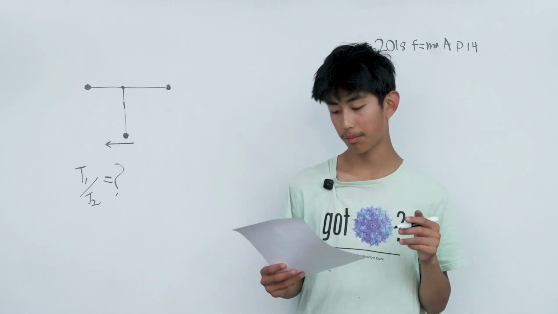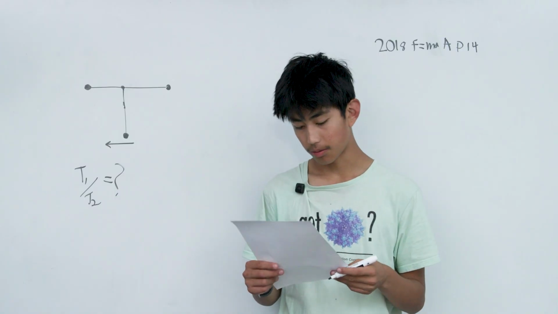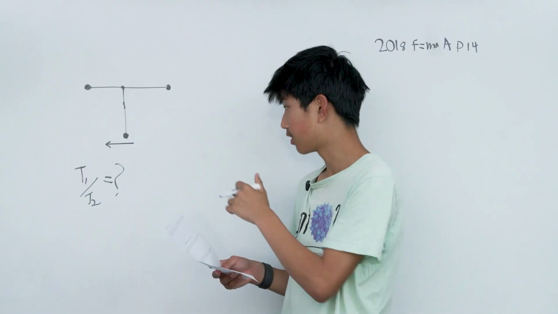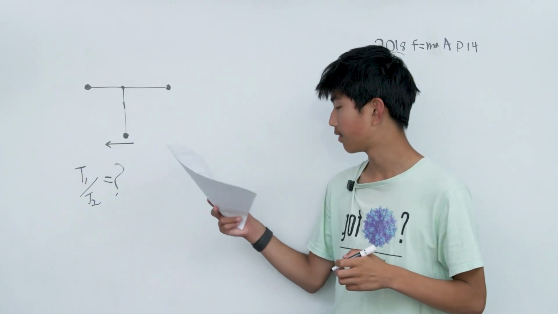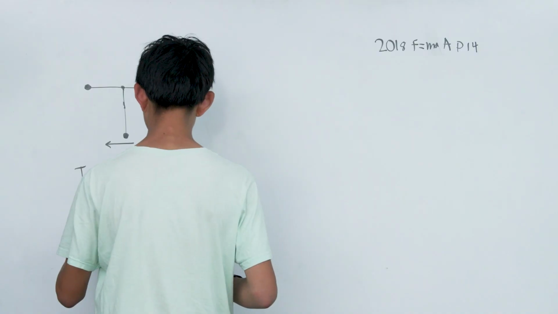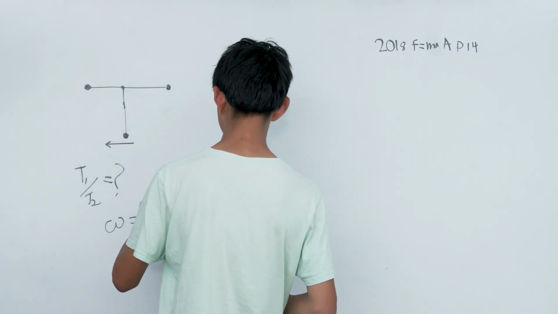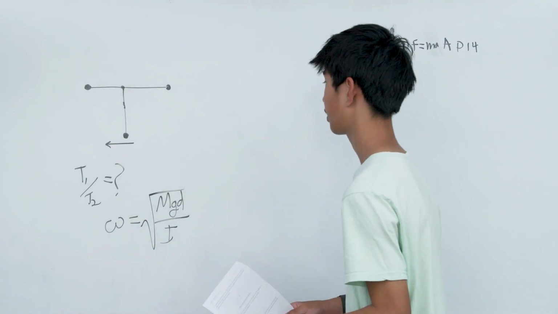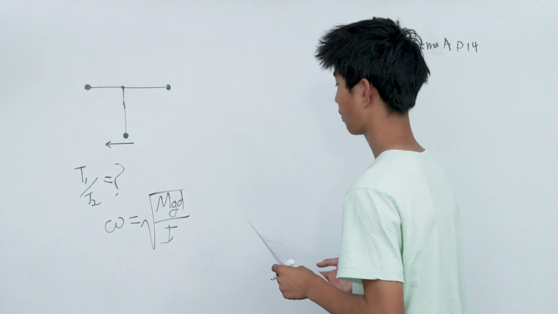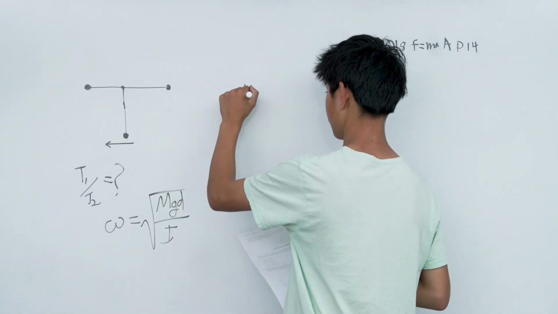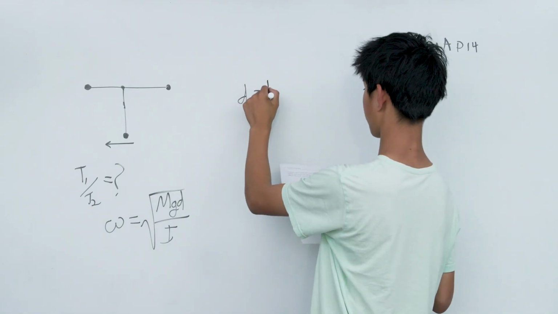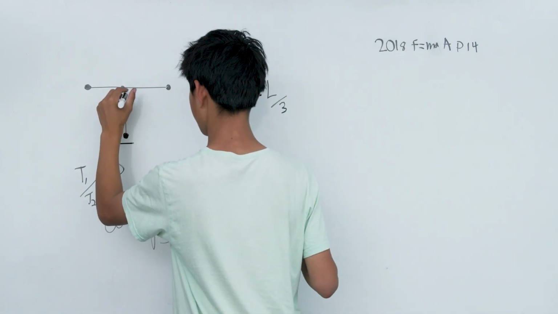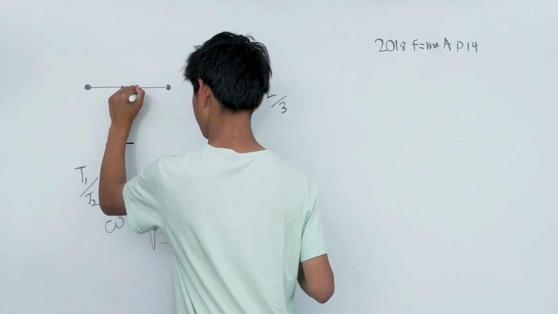Now, the first thing to remember or note is that as this is oscillating, the angular frequency of something like this would be omega equals mgd over I, where I is the inertia at the moment of the push. So in this case, distance d will be the length of one of the rods divided by 3. So it's about here, and then this is L over 3.